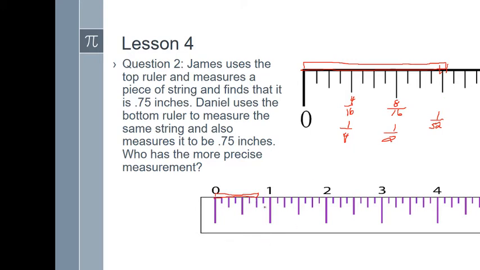Whereas if I use the bottom ruler, which is only precise to the nearest 1/8 of an inch, the level of error in this measurement would be, if I take half of an eighth, I get a 1/16. So in this case, this person is saying that the measure is 0.75 inches plus or minus 1/16 of an inch. Well, since this one is plus or minus 1/32 of an inch, that's a smaller amount than this, then this top ruler, which measures to the 1/16 of an inch, is more precise than this bottom one. So in fact, James, who used the top ruler, has the more precise measurement.